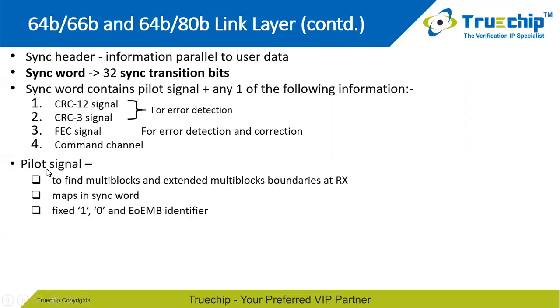The purpose of pilot signal is to allow the receiver to find the boundaries of multi-block and the extended multi-block. Pilot signal uses some fixed identifiers such as ones, zeros, and end of extended multi-block, about which we will discuss in the upcoming slides.